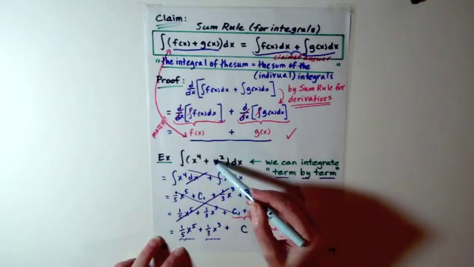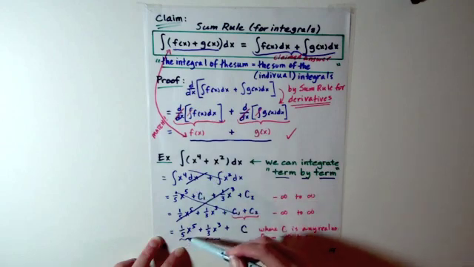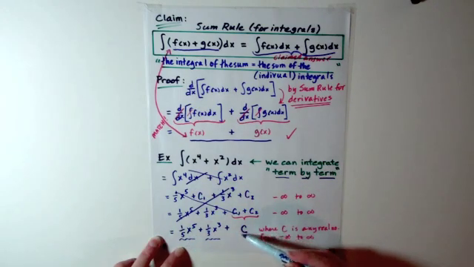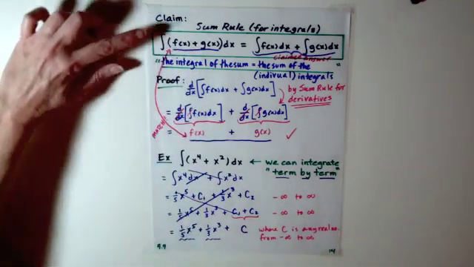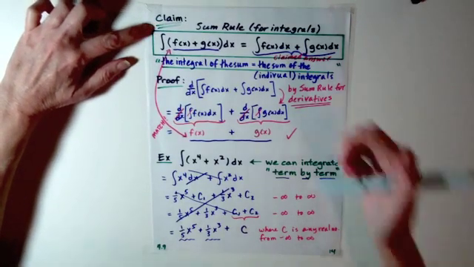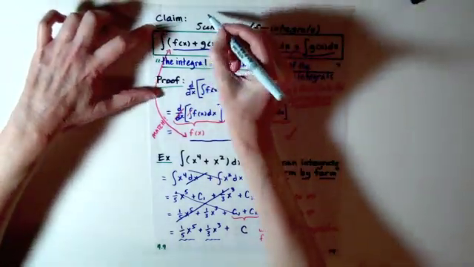We just go straight from here down to here, integrate term by term, and then add the integration constant onto the end. One thing I want to mention before we leave this page: we wrote this down as the sum rule for integrals, but there's also a difference rule for integrals.